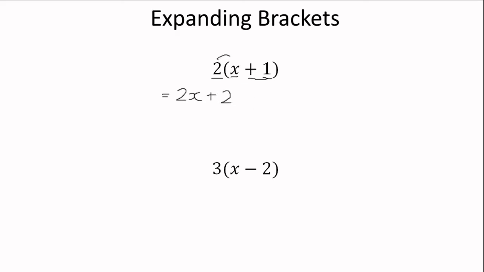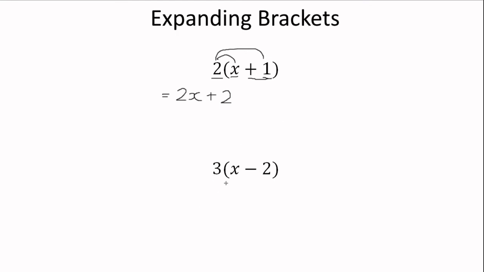What we did was 2 times x, and then 2 times 1 as well. Always remember the sign, as you'll see in the next one, the sign matters as well. This is just the process of expanding brackets. So we've got from this that it is equal to 2x plus 2. That's all there is to it. That's it. So we can do the next example here.